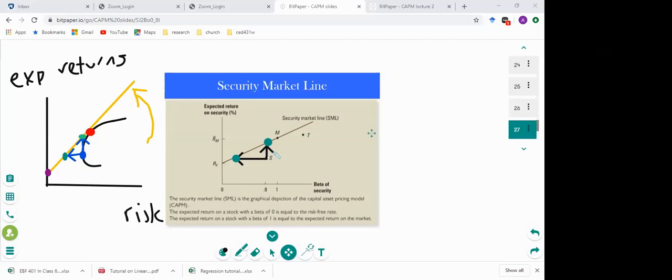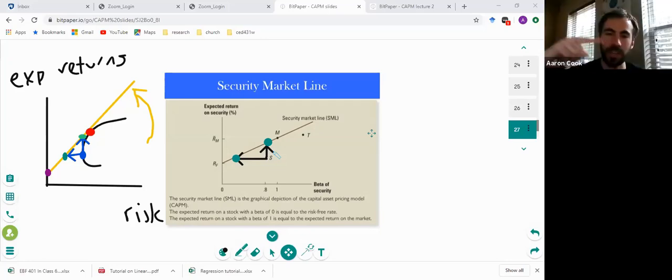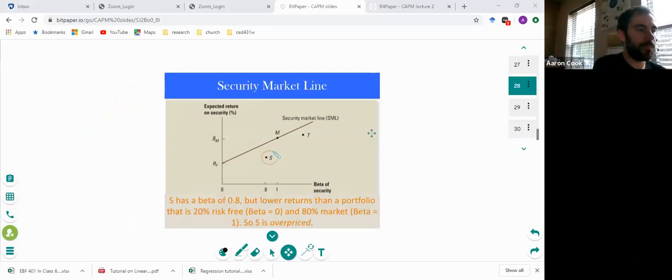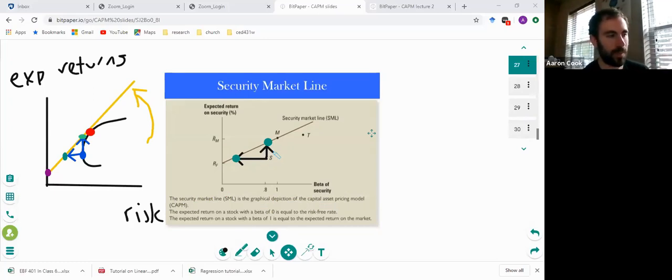And when the price of asset S falls, then all of a sudden asset S becomes a little bit more attractive. It has a lower cost, and so it's like it sells at a discount in a sense. And once it is discounted by a high enough rate, that will allow it to move back up onto the market portfolio, or move back up onto the security market line.